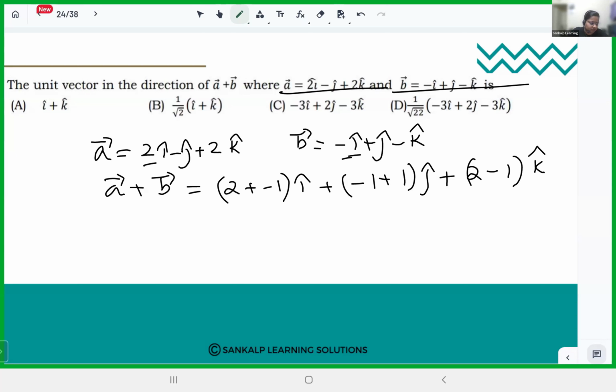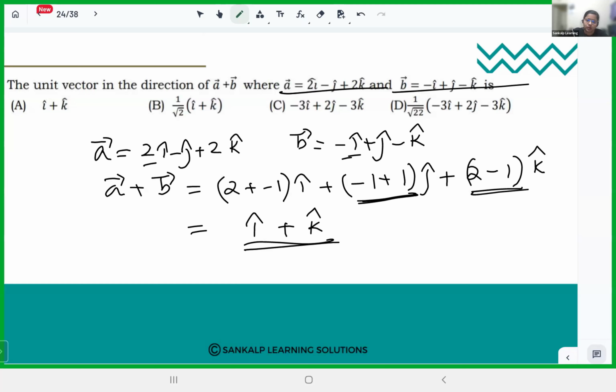All right. So this is equal to 2 minus 1 is 1, so this is 1 into i is i. Second one, this one is 0, so the j component is not there for that vector. 2 minus 1 is 1, so this one into k is equal to k. So i plus k is our vector A plus B. A plus B is the vector i plus k.